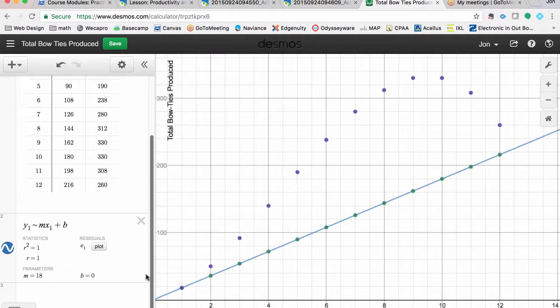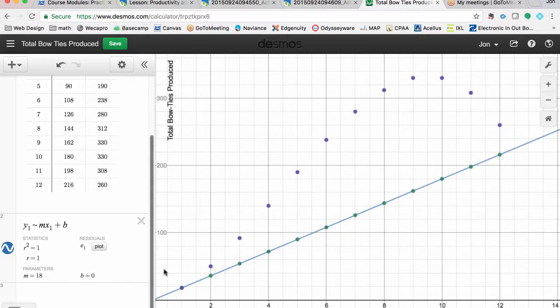And what is it telling me now? It's telling me that my value for m, which we know is the slope, is 18. We already figured that out, right? We knew that every worker added 18 more bow ties. So we can see that here in our math. When my slope is 18, it means it's increasing by 18 for each new worker. My y-intercept, b, is 0, which just means that if I don't have any workers, I'm not going to make any bow ties.